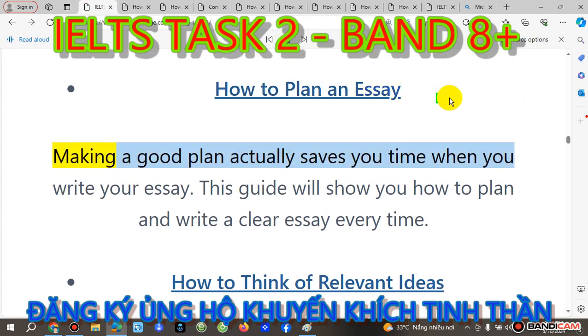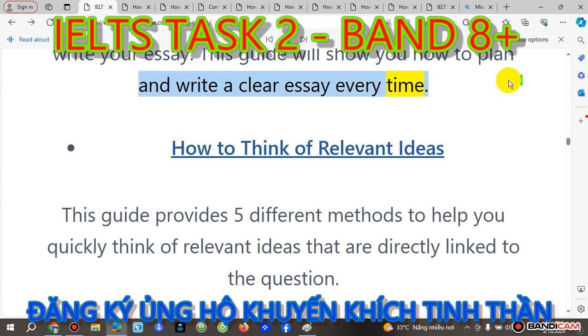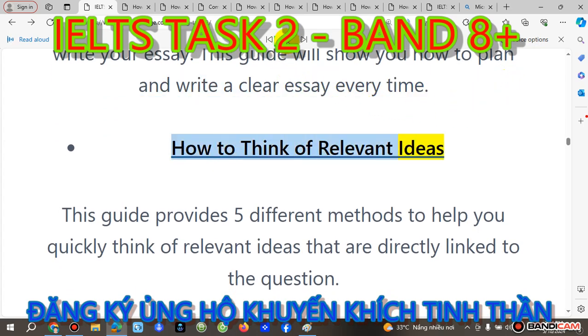Essay. Making a good plan actually saves you time when you write your essay. This guide will show you how to plan and write a clear essay every time. How to think of relevant ideas.